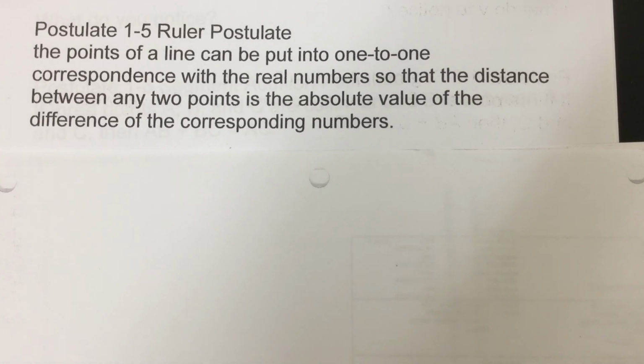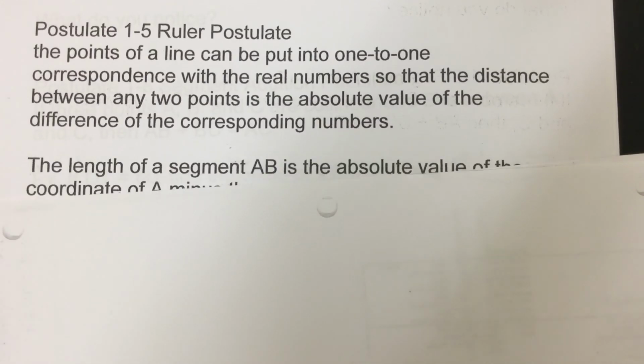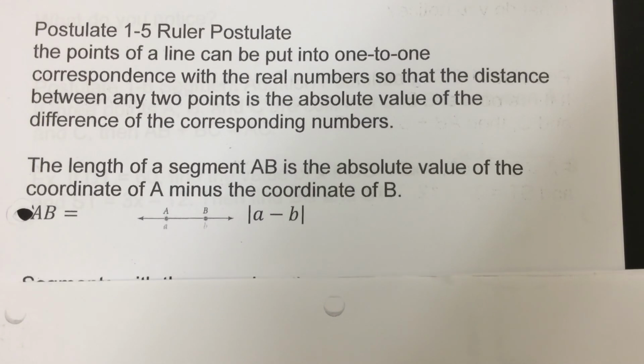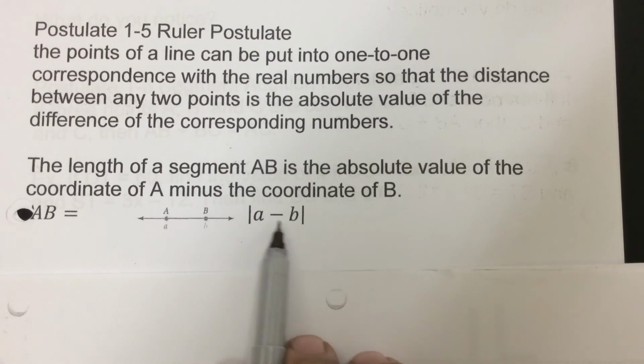But if we're at 24 and we want to know how far we are from 14, we would subtract those. And it's the absolute value, so it's always going to be positive. Whether we're doing 24 minus 14, or dealing with negatives, 4 minus a negative 10, or vice versa, it's always going to be positive. That's where the absolute value part comes in. So the length of a segment AB is going to be the absolute value of the coordinate A minus the coordinate B. Wherever we're at, take one coordinate, subtract the other one, and take the absolute value.